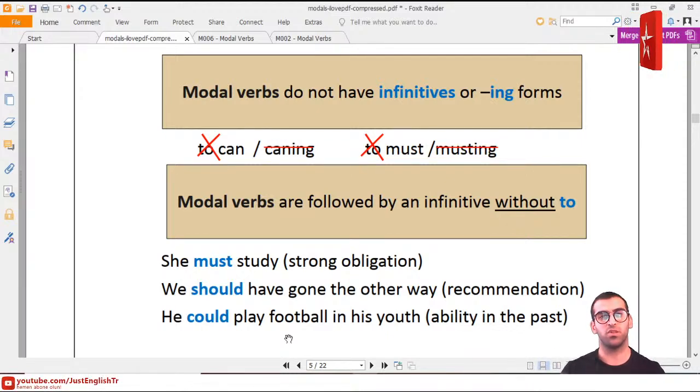For example, she must study. This is a strong obligation. She must to study. This is wrong. After must, after a modal verb, we shouldn't use to. Only with be able to can we use to. Okay, we should have gone the other way. This is a recommendation. He could play football in his youth. Ability in the past. As you see from these sentences, we don't use an ing form or to after them. We can use the infinitive without to.